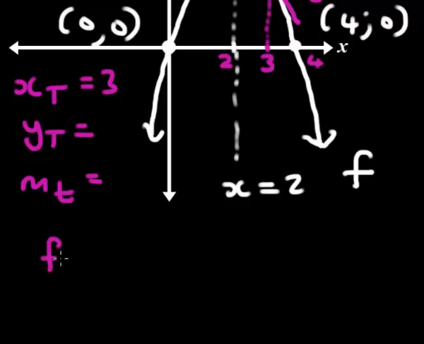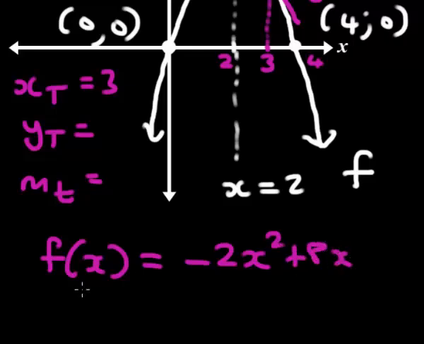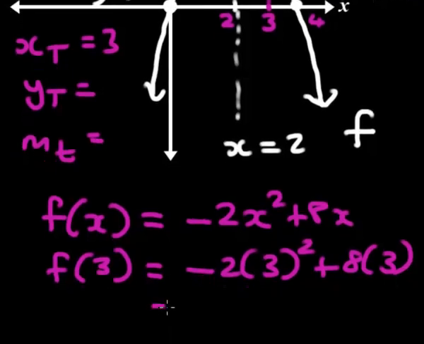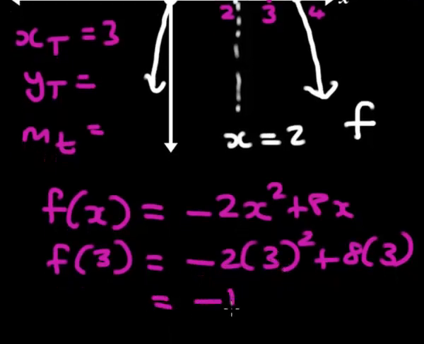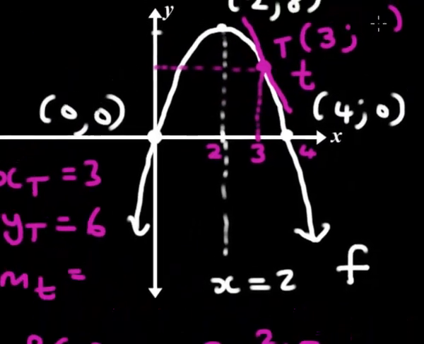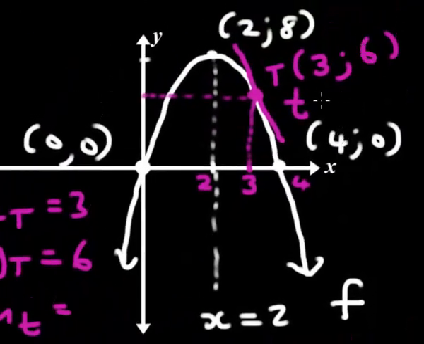If f of x is equal to negative 2x squared plus 8x, then f of 3 is equal to negative 2 times 3 squared plus 8 times 3. So what does that give us? 9 times negative 2 is minus 18, plus 24 is 6. So immediately we know that our y value is 6. Let's go up to the graph and plot it there. So we've got the x and y of point T. That's the point where the tangent meets the curve.